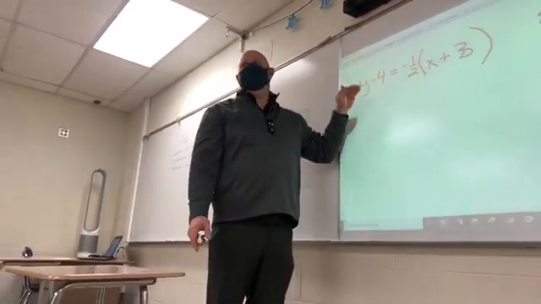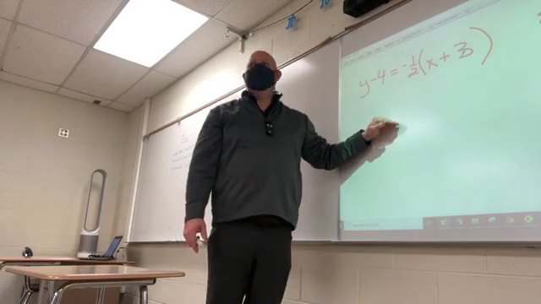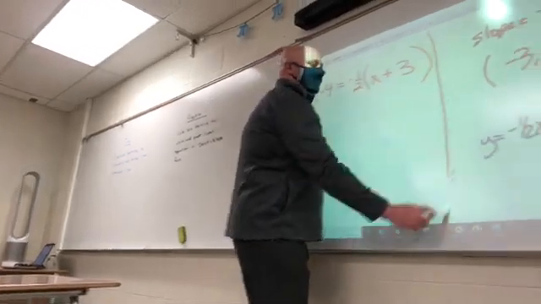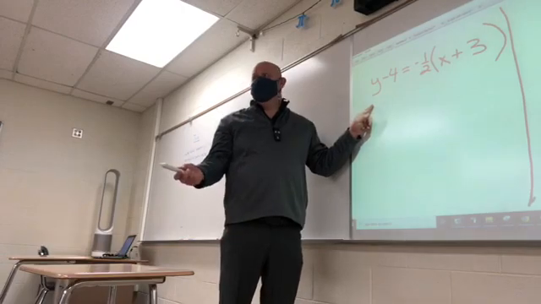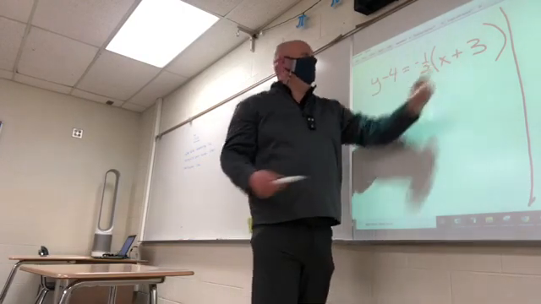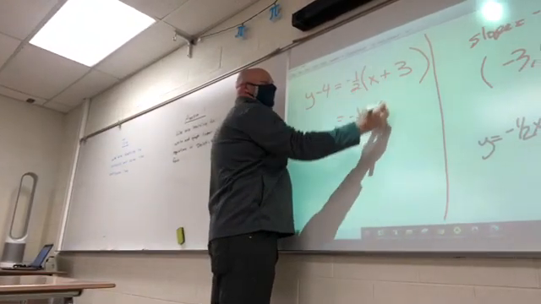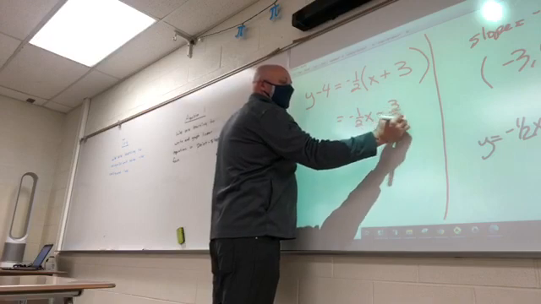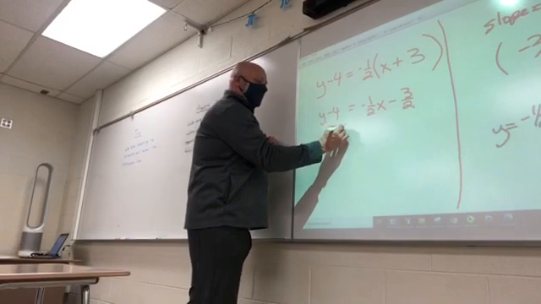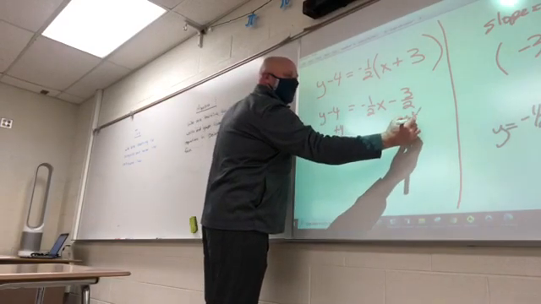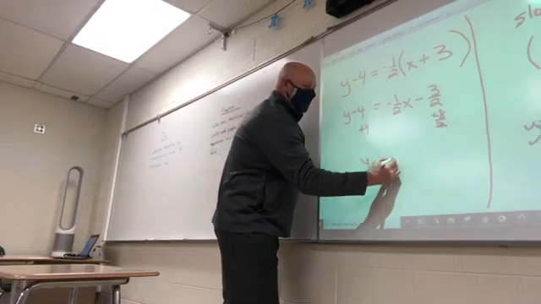Now, if the goal was to put it into slope-intercept form, now you would have a choice. You could write this, which I think is really easy. You could distribute, and then 1/2 times 3 would be 3/2, and then you'd have to add the 4. Adding 4 is the same as 8/2. 8/2 plus -3/2, you'd get this.